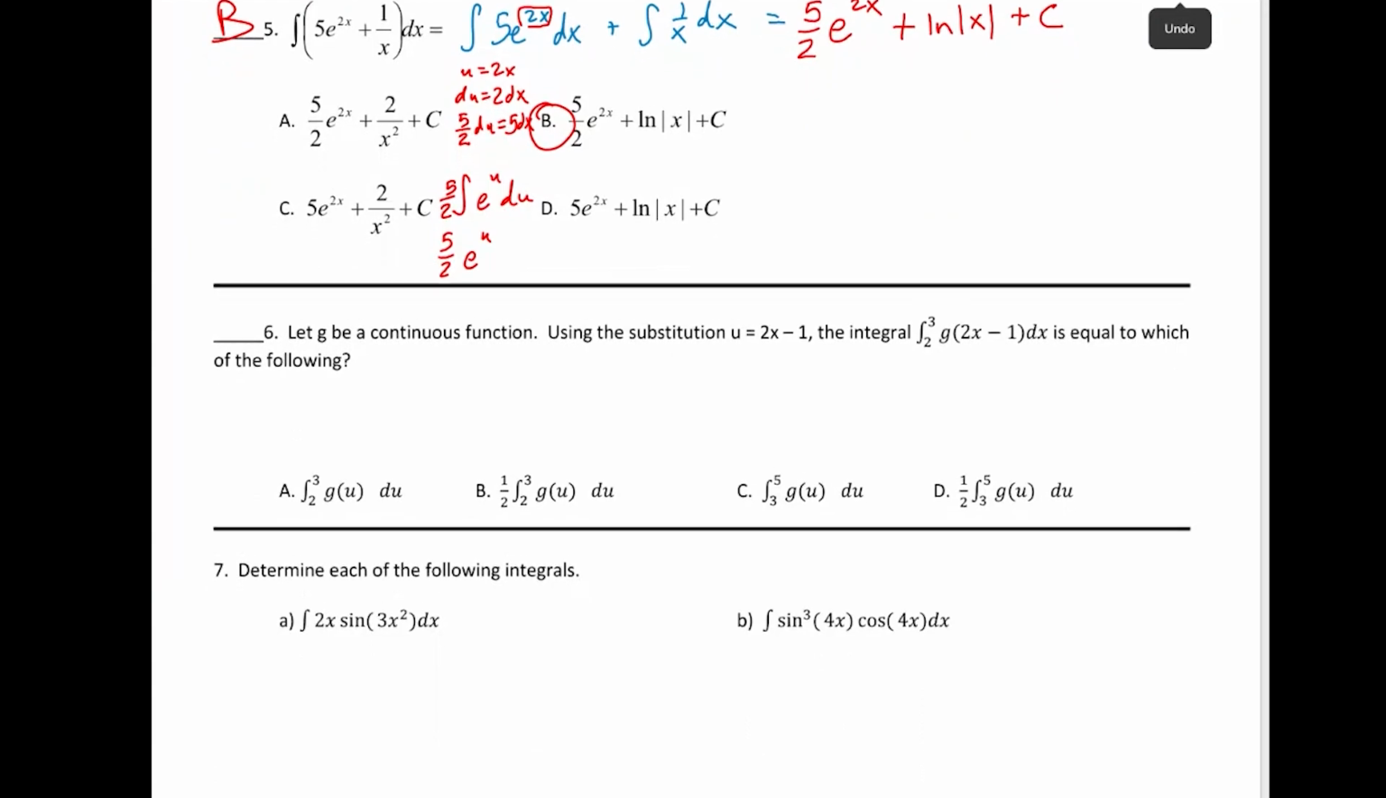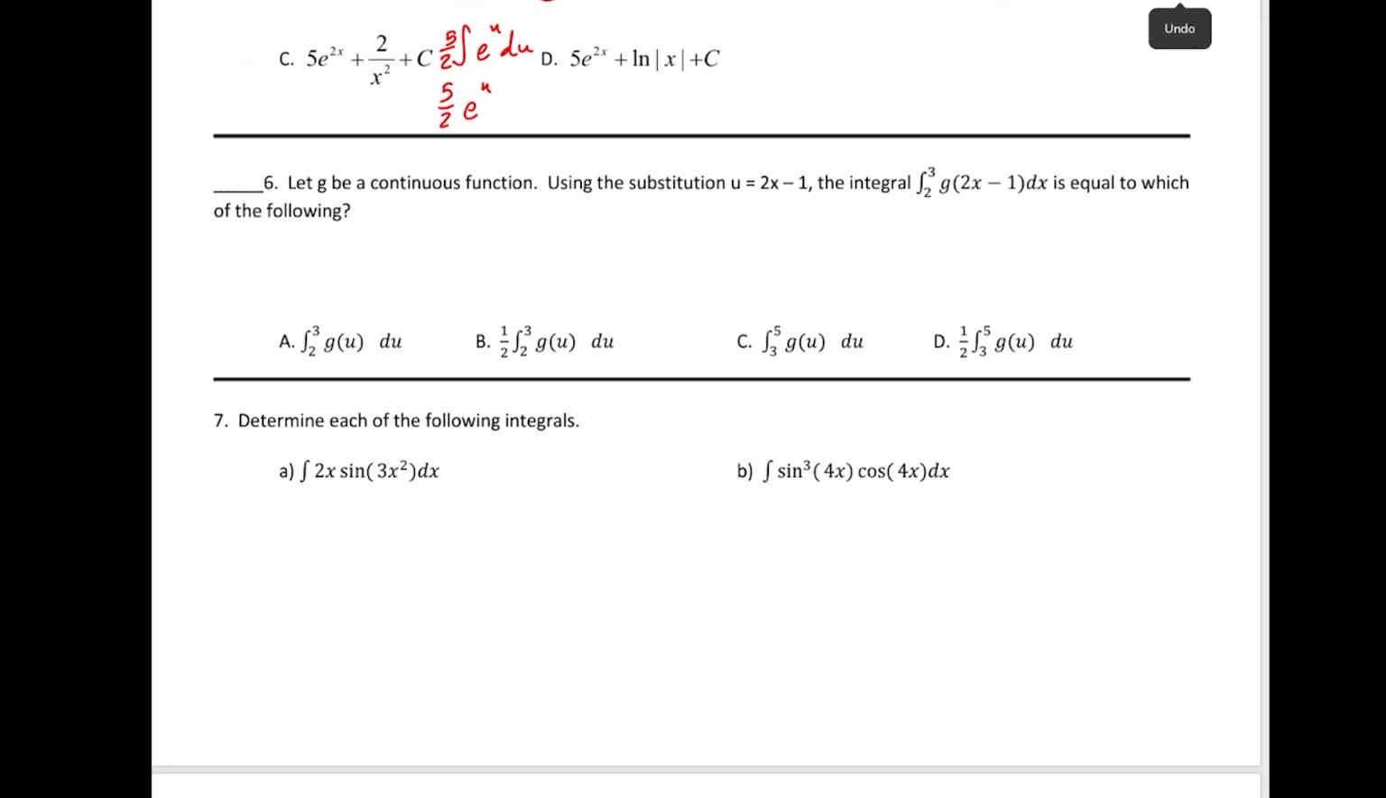All right, number 6 says g is a continuous function. Using the substitution given, u is 2x minus 1, what is this definite integral equal to? So when we make that u substitution, the tricky part about these kind of multiple choice items is you have to make sure you also change the bounds.